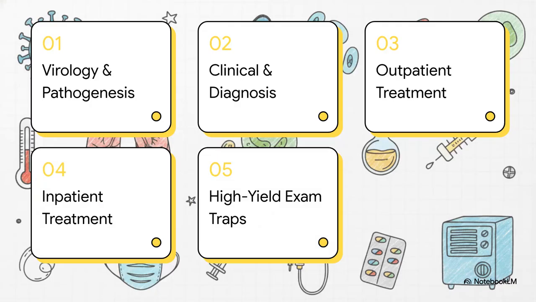We're following a strict clinical pathway arc today. We'll start with virology and pathogenesis, move into clinical presentation and diagnosis, map out outpatient and inpatient treatment ladders, and finally, finish up with the high-yield exam traps.